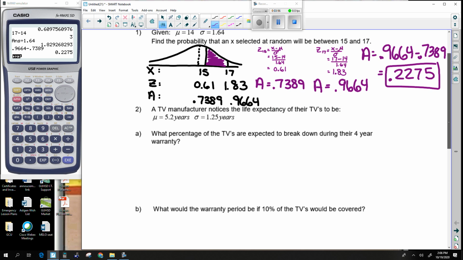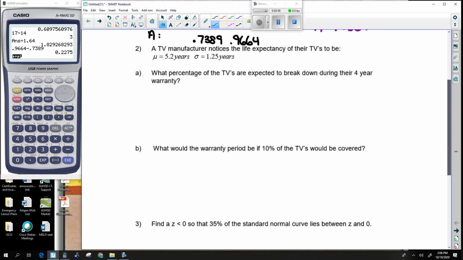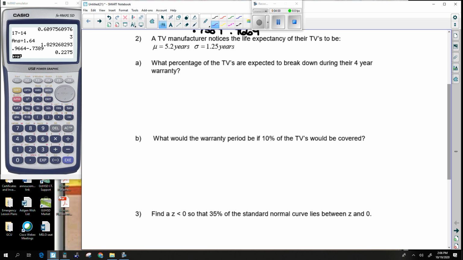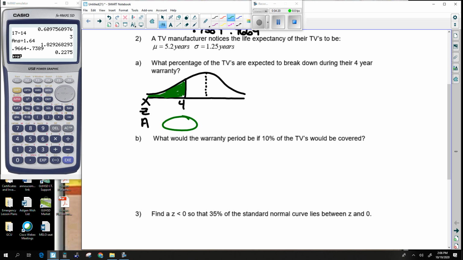Okay, warranties are usually areas to the left. Okay, so the average is 5.2. This has a 4-year warranty. They want to know what percentage will be covered. What is the area to the left of 4? That's what the question is.